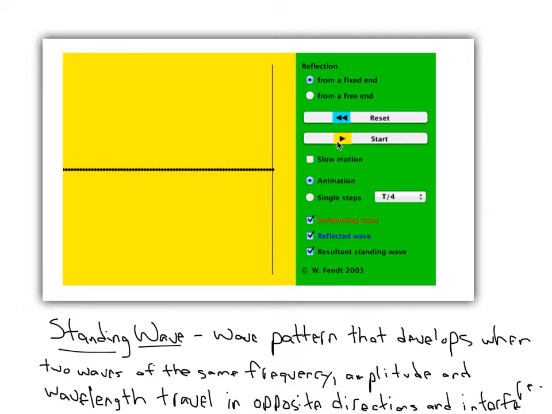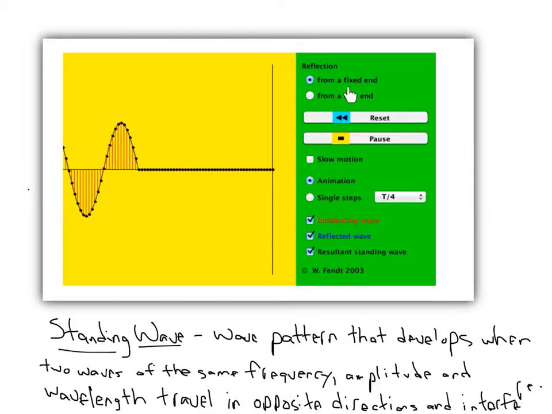All right, so the definition of a standing wave is below. It's a wave pattern that develops when 2 waves of the same frequency, amplitude, and wavelength travel in opposite directions and interfere. It's easiest to understand on a string. So here is a string, and we've broken the string down into air quote particles, so it's easier to see. And we're going to let the wave travel down the string. So we see the wave traveling down the string, and this is a fixed end.